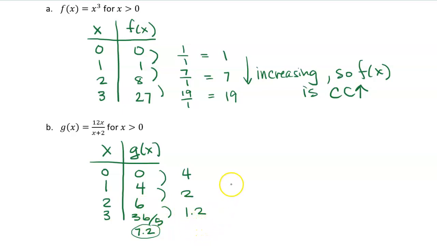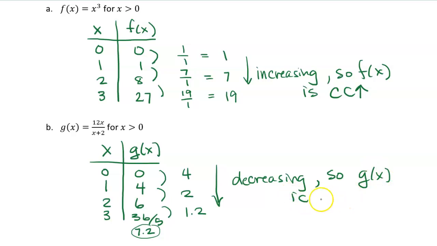All right, so what's happening to the average rate of change? It's decreasing. And what does that tell us? That tells us that g of x is concave down.